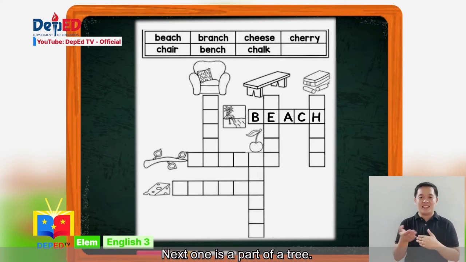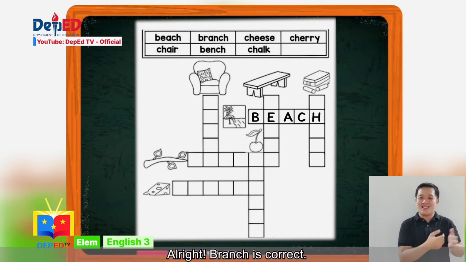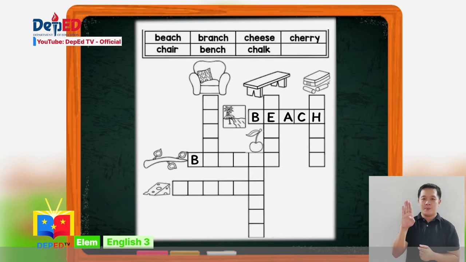Next one is a part of a tree. Birds love to build their nest on it. All right! Branch is correct. B-R-A-N-C-H.